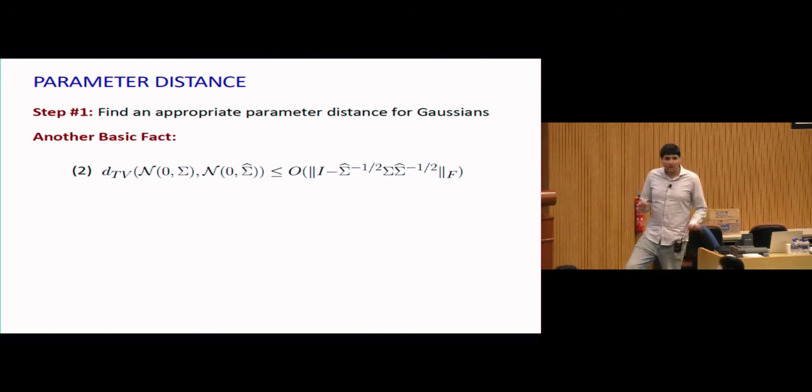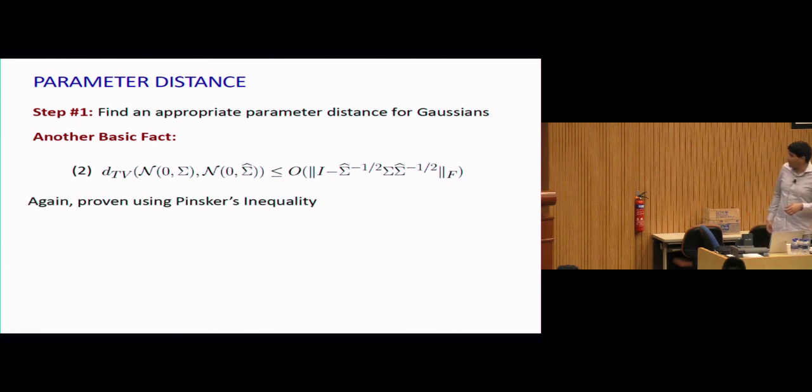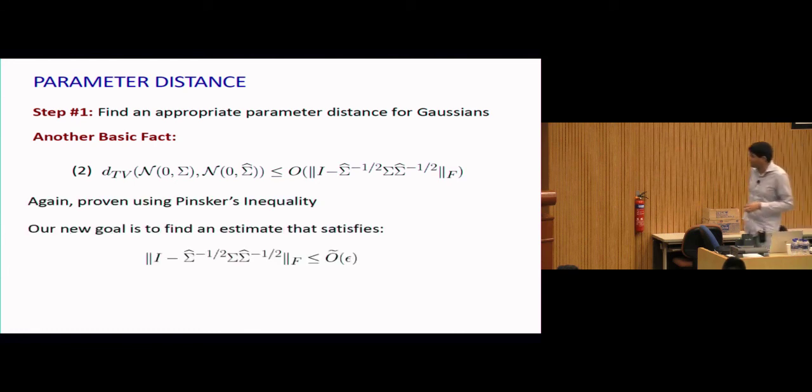So if you think about it, let's make our life easier. Imagine that both sigma and sigma hat were diagonal matrices. What this is really doing is penalizing you based on the ratio of the variances along any of the directions. So any direction where sigma is really, really tiny is a direction where you really have to get the right answer, otherwise your total variation distance is going to be large. And that's exactly the right way to measure in parameter distance the distance between two different covariance matrices. This is usually called the Mahalanobis distance. It's proven through Pinsker again. And that's not something you might have guessed at the outset.